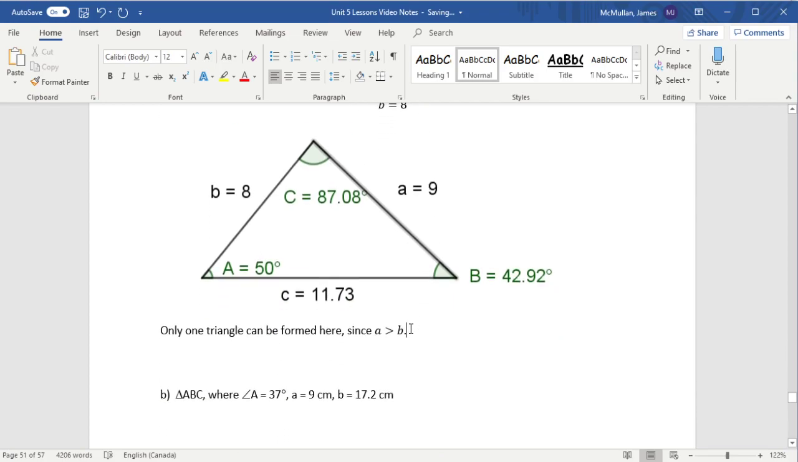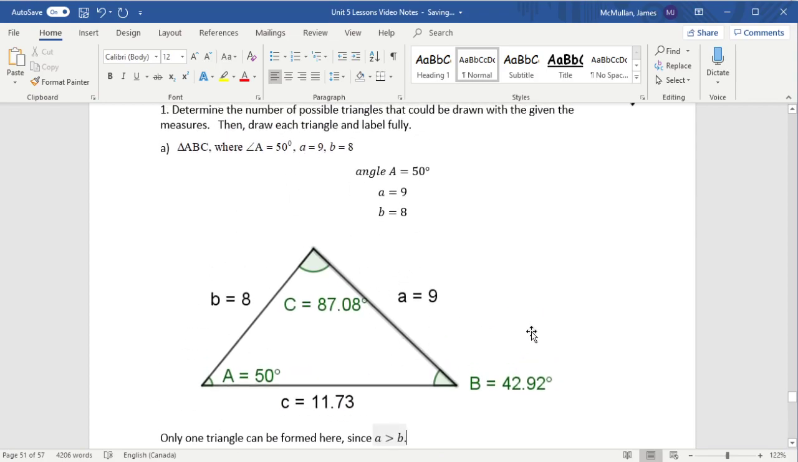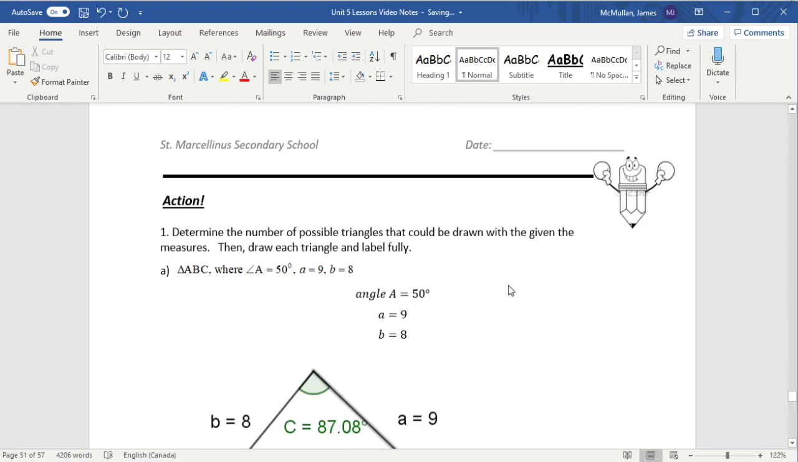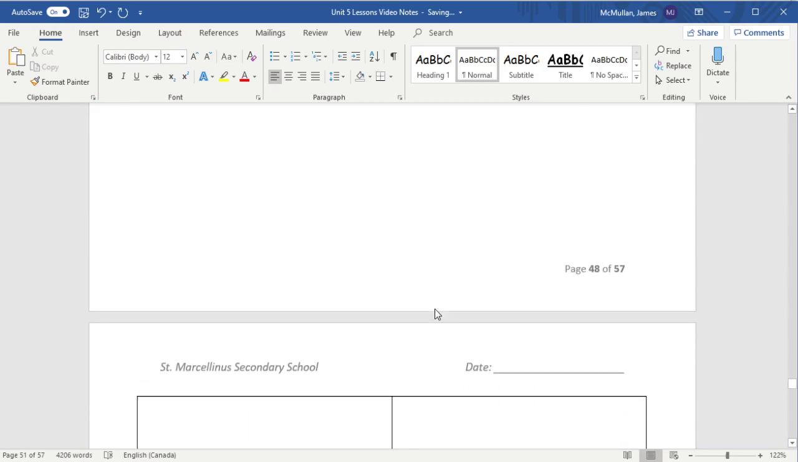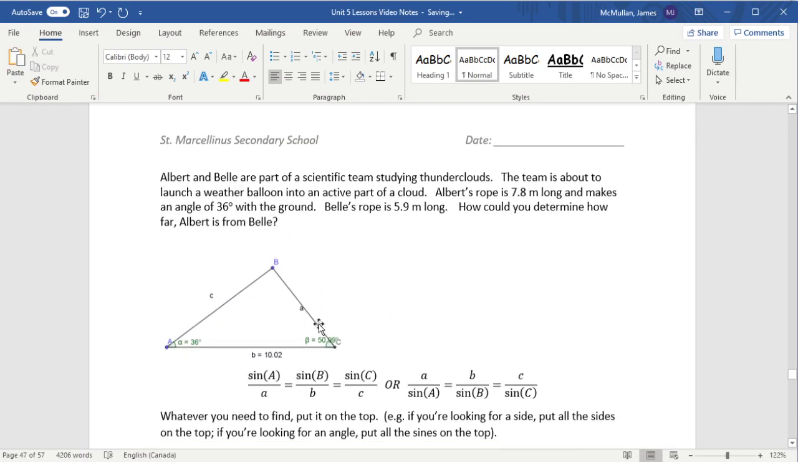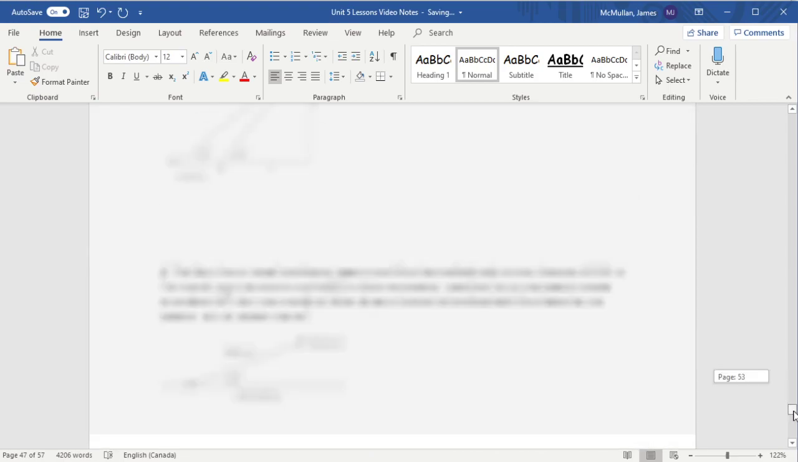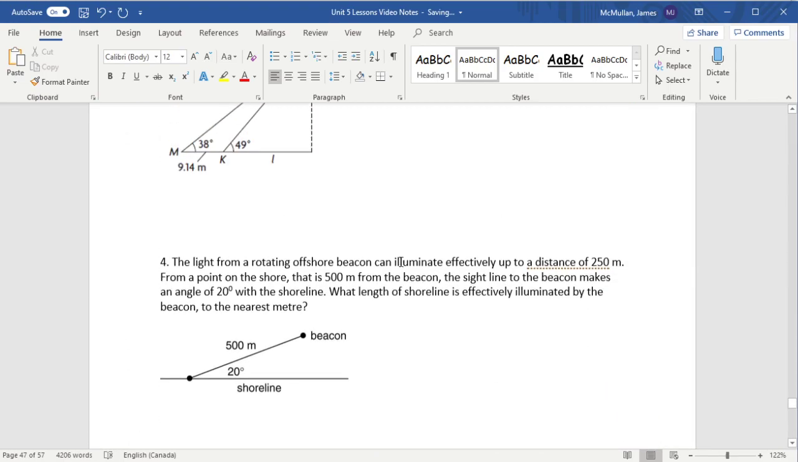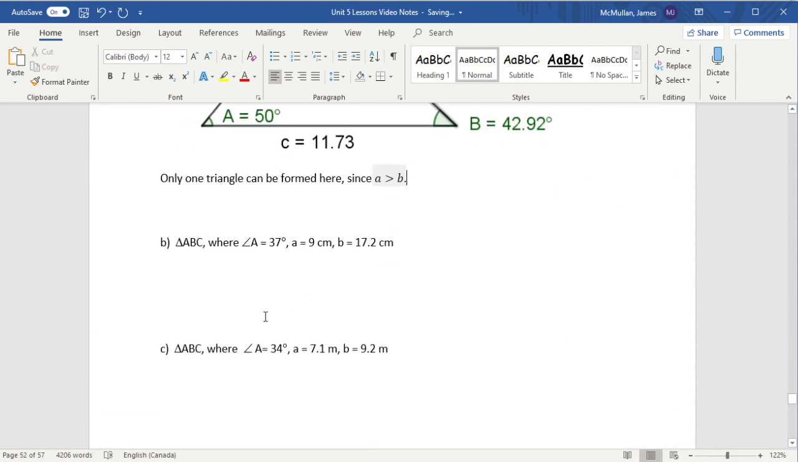How you would solve this one, you would just do the sine law. I'm not going to do it because I did it already, but you would follow the exact same steps that we used to solve the first time we did this triangle. So you can go back to that if you want to review how to do that. Now the next one.